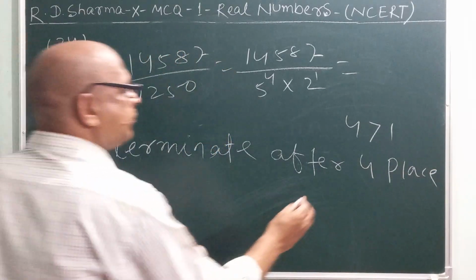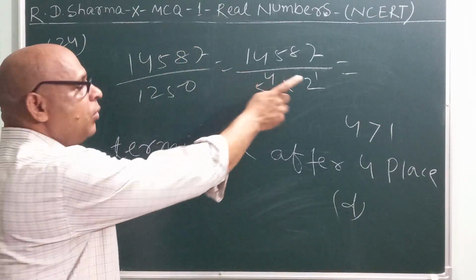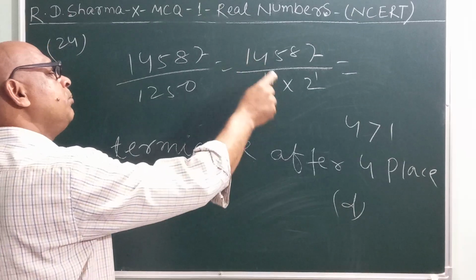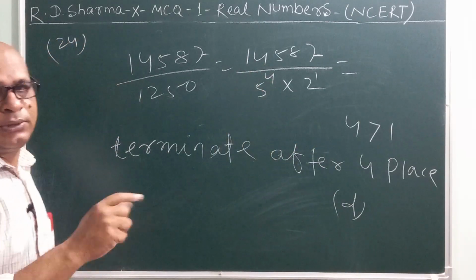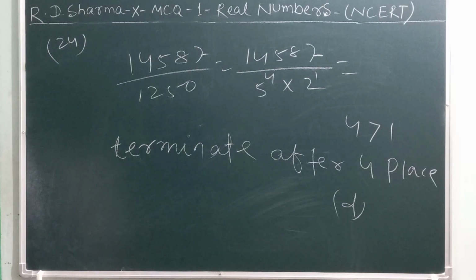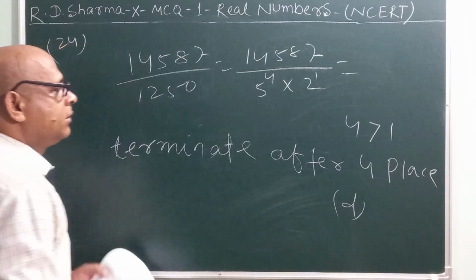24, answer D. Whose power is greater, 2 or 5 factor? Whose power is greater after the terminal place? That's the answer. The greater power is the answer. Terminate after 4 places.